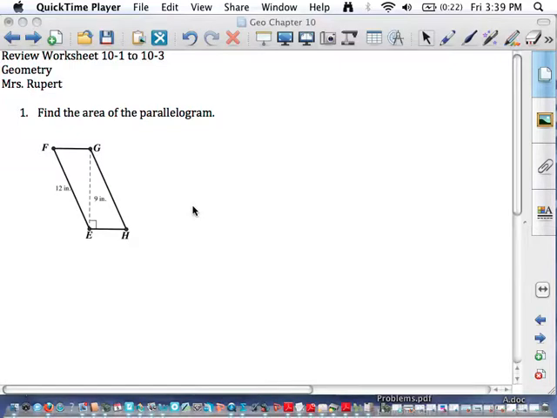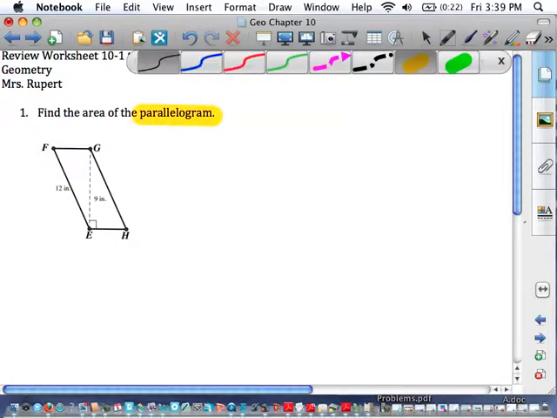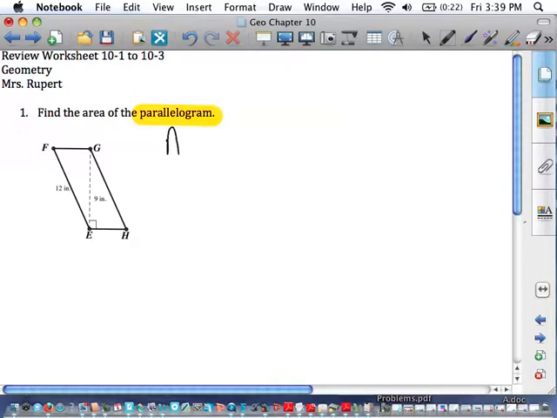So when I look at problem number 1 and I read that question, it says find the area of the parallelogram. So I want to write down the formula. The area is equal to the base times the height. Then I look at the problem and identify those pieces in the problem. So here, the height is 9 and the base is that segment that it is perpendicular to. It's perpendicular to those bases.